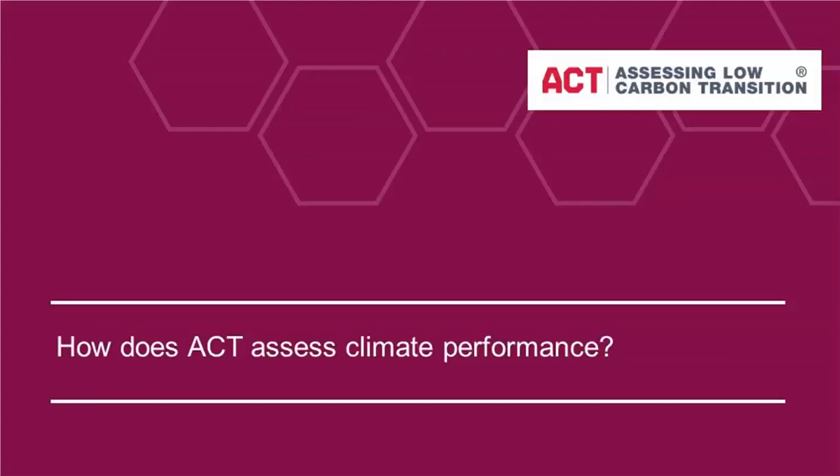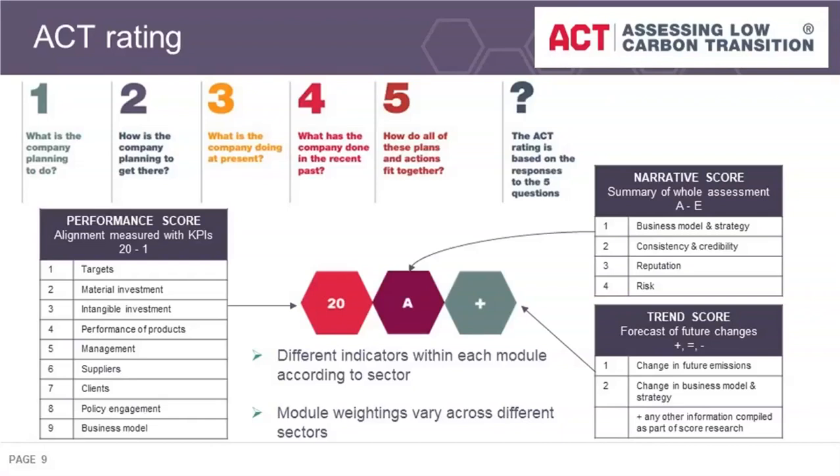In order to go deeper in ACT and to give you more information on how ACT assesses the climate performance of a company, an ACT rating is based on 5 questions all related to climate transition. The first one is, what is the company planning to do? The second one is, how is the company planning to get there? The third one is, what is the company doing at present? The fourth one is, what has the company done in the recent past? And the fifth one is, how do all these plans and actions fit together?